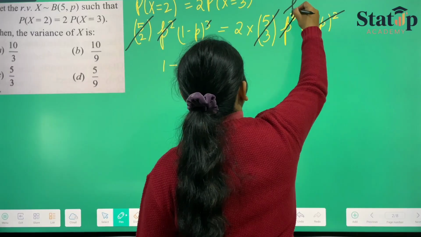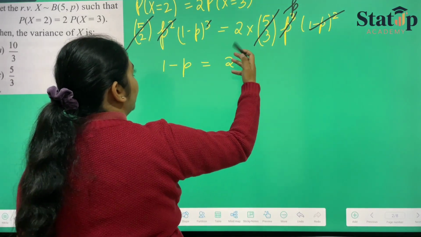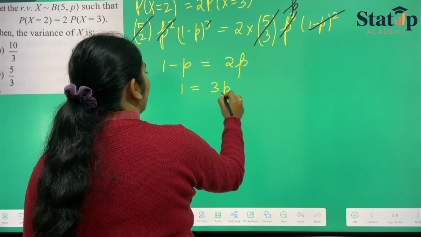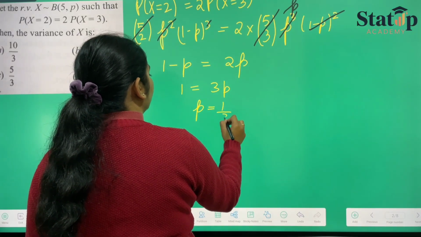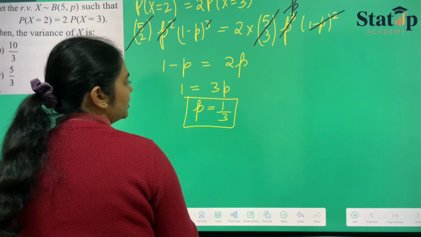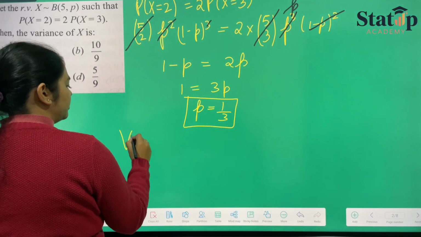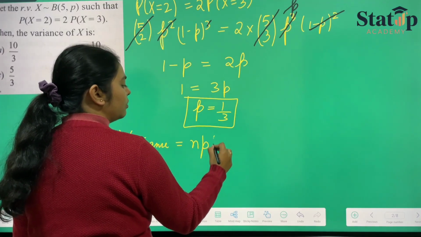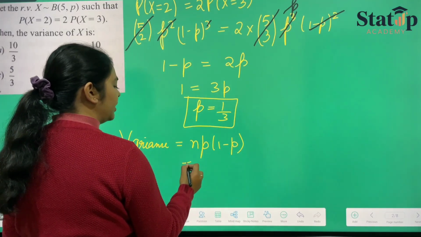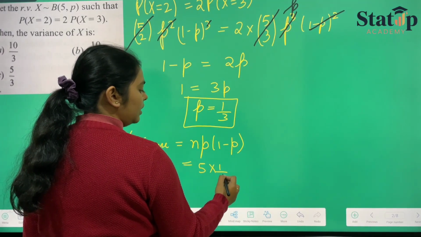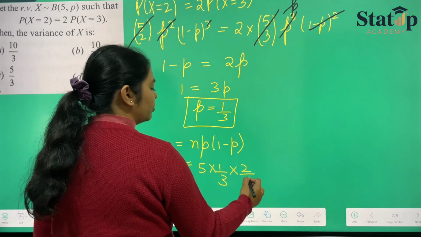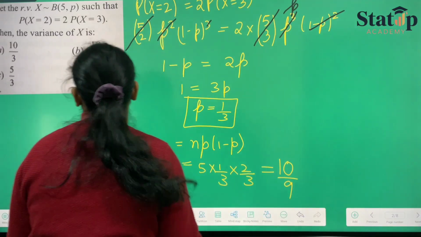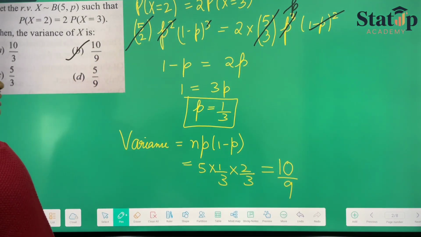Here p will be left, power 3, 2p. So 1 is equals to 3p and p gets the value 1 upon 3. So we are getting the value of p as 1 upon 3. The variance has the formula npq, np into 1 minus p. N is given as 5, p is 1 by 3 and 1 minus p is 2 by 3, which will give us the variance as 10 by 9. Here option number B is the correct answer.